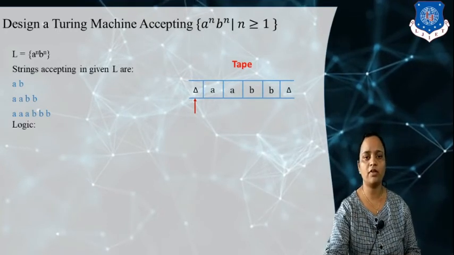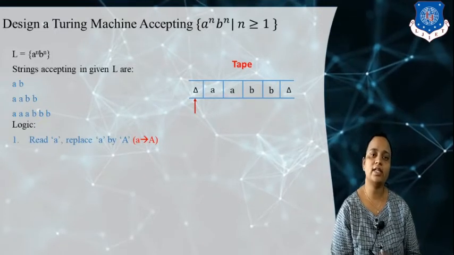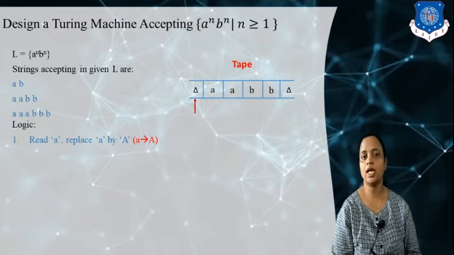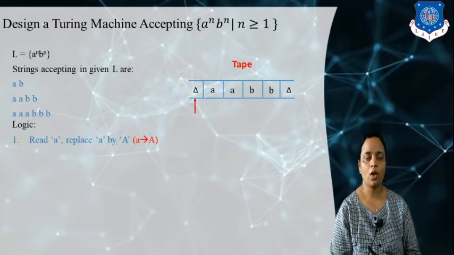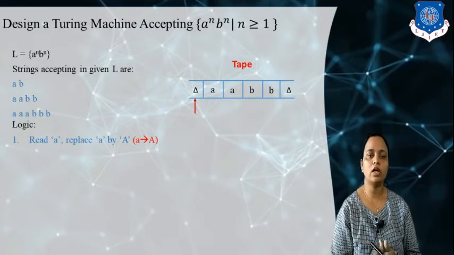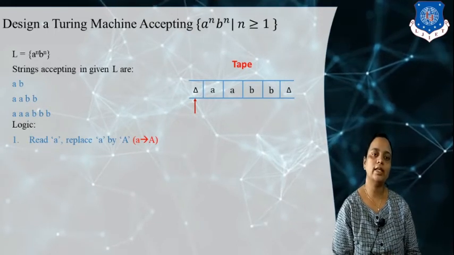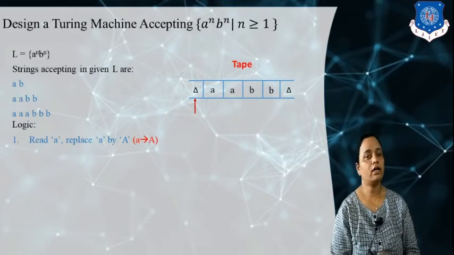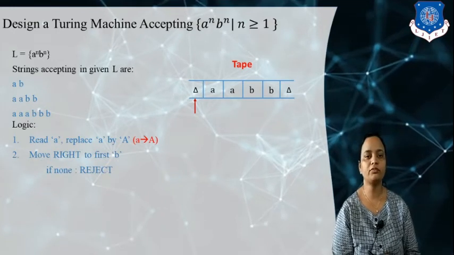What logic are we going to use here? To accept this kind of language, where the number of a's should be exactly the same as the number of b's, the logic we have used is as follows. In step number 1, replace the small a by a capital A. Here I have moved the head.